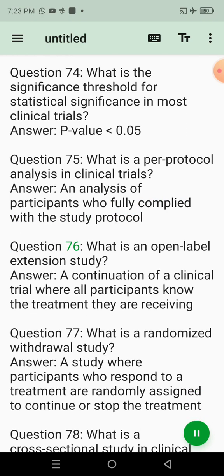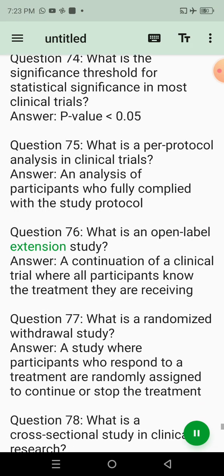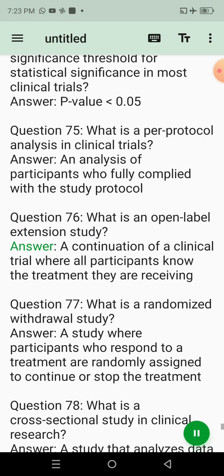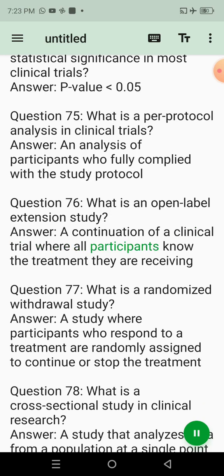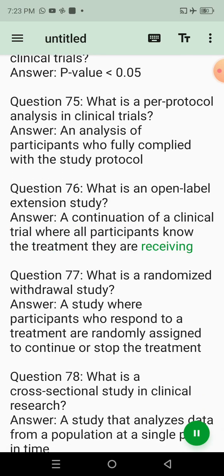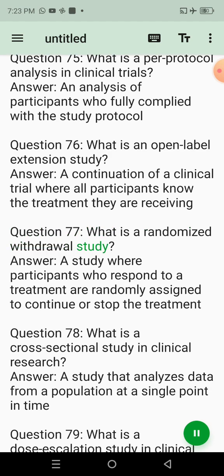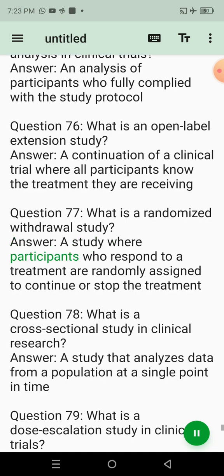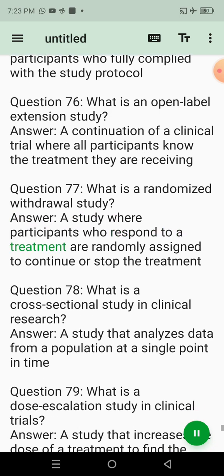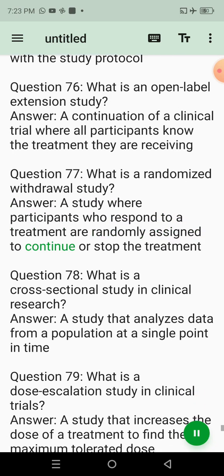Question 76. What is an open-label extension study? Answer: a continuation of a clinical trial where all participants know the treatment they are receiving. Question 77. What is a randomized withdrawal study? Answer: a study where participants who respond to a treatment are randomly assigned to continue or stop the treatment.